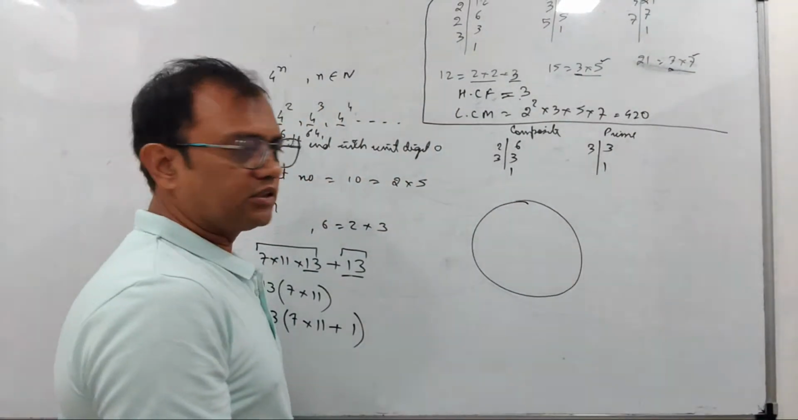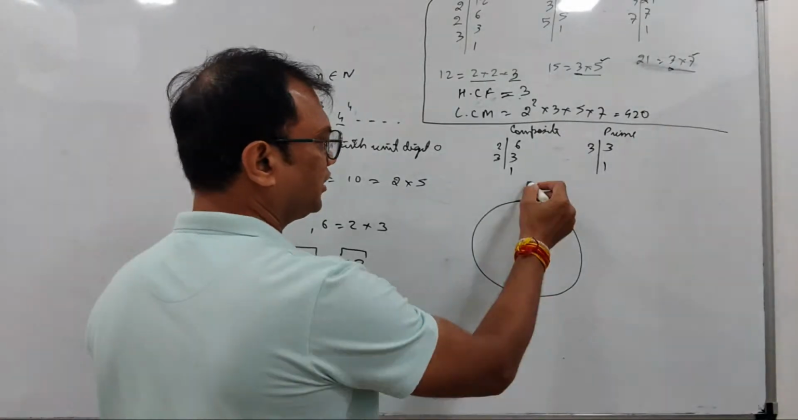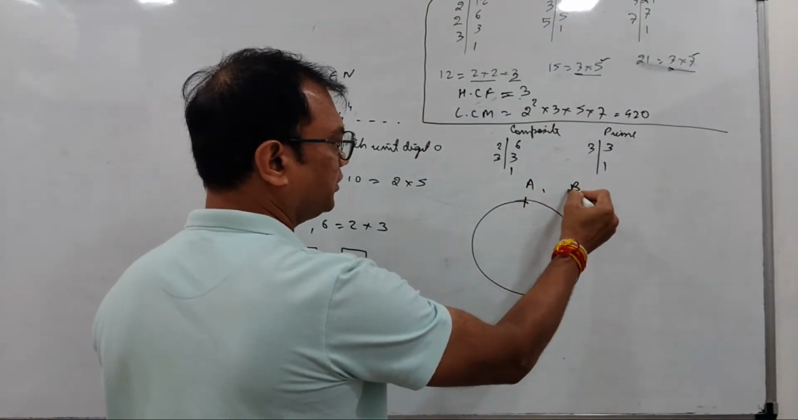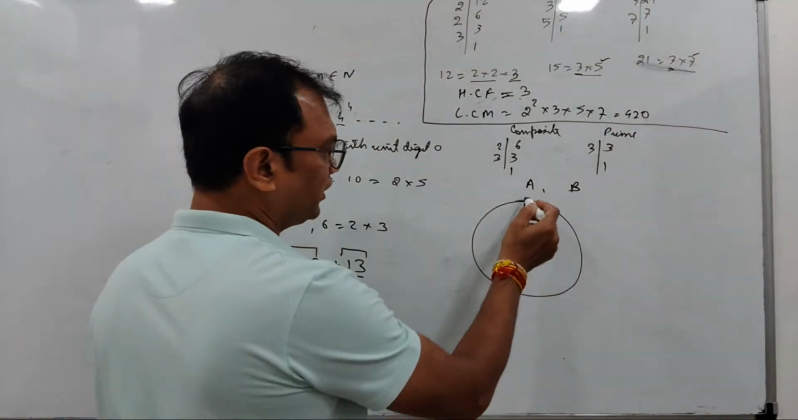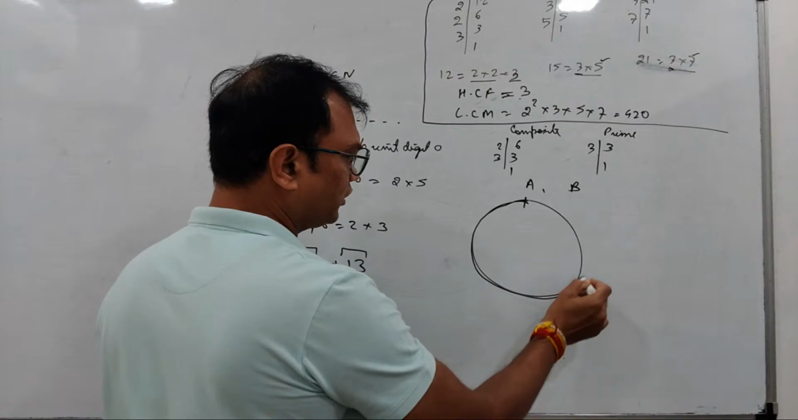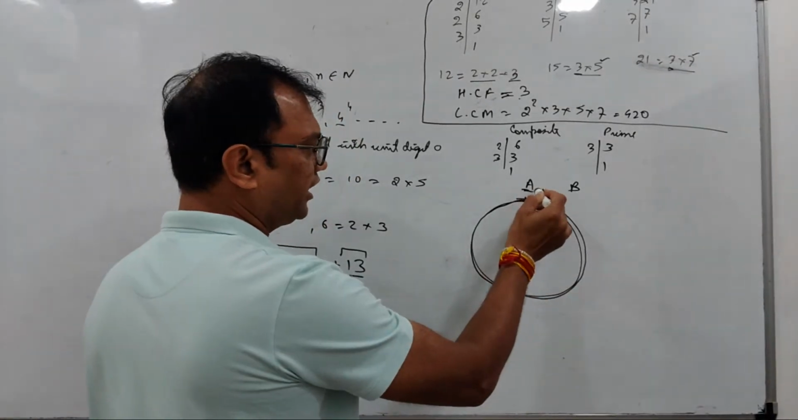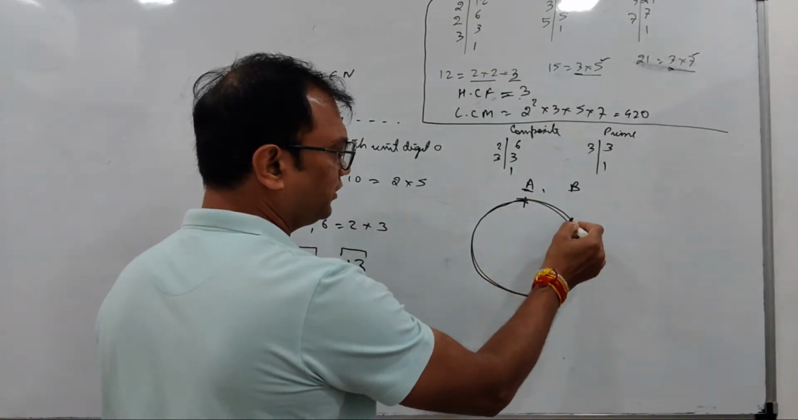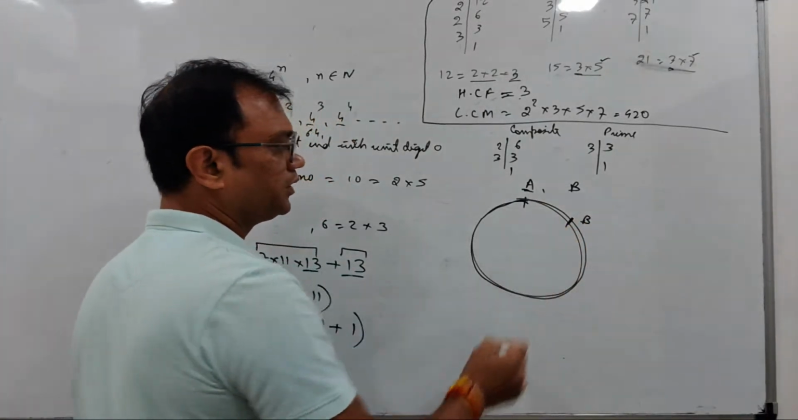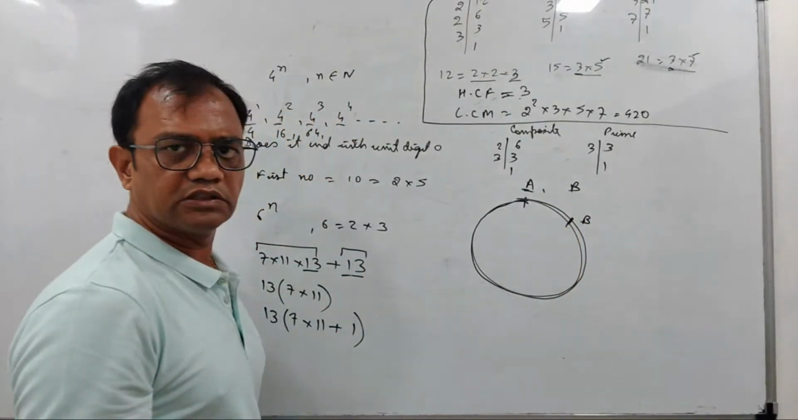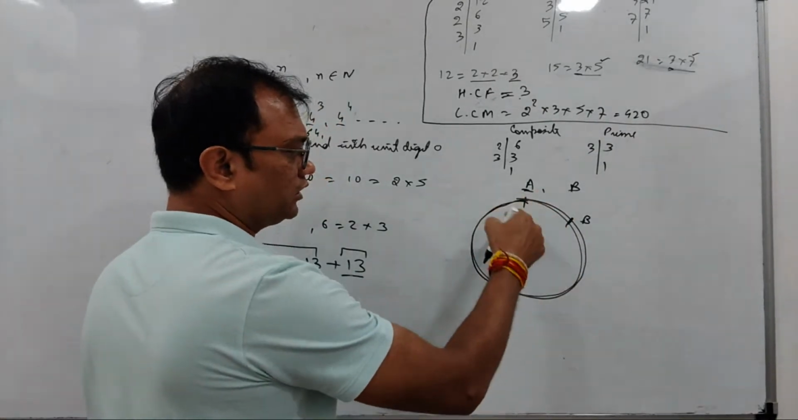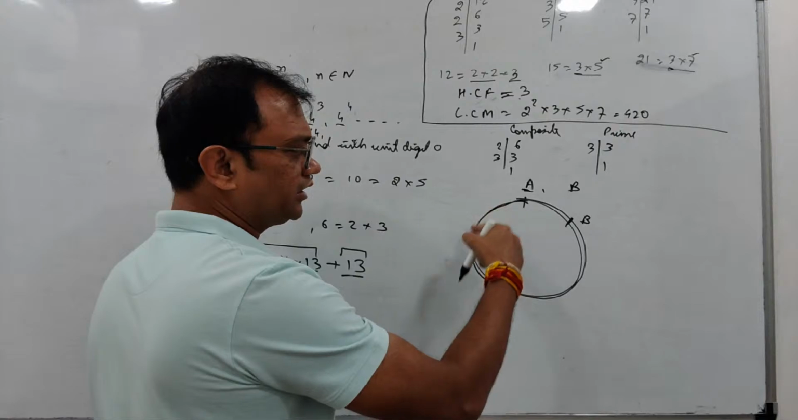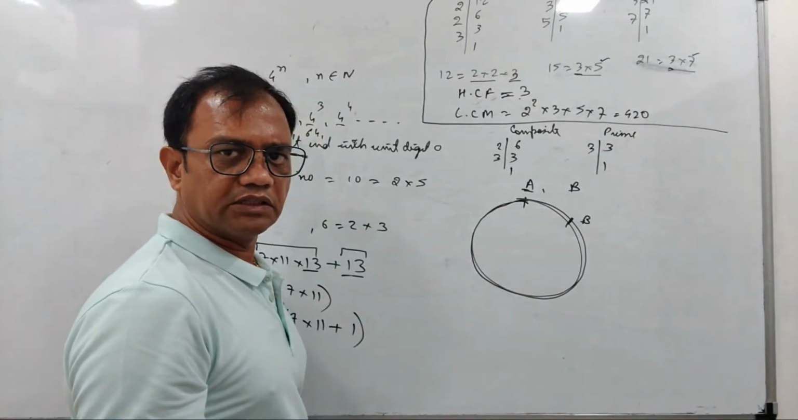So the 2 children, let's say one is child A, another is child B. Child A is faster than child B. So when child A completes one whole round, because child A is faster than child B, then child B will be somewhere over here when it completes the race. So child A is over here, child B is over here. They keep on running, assuming they both maintain the same speed.